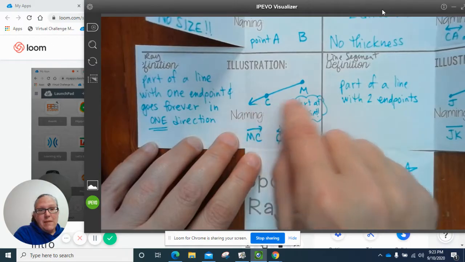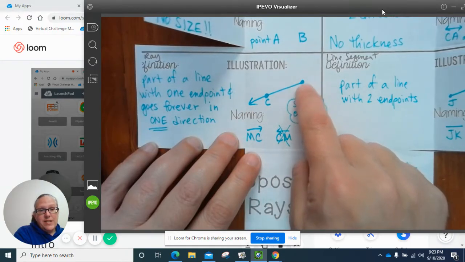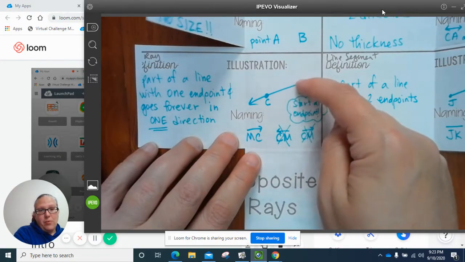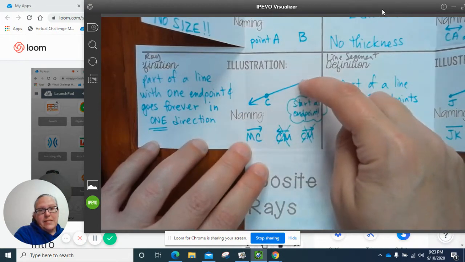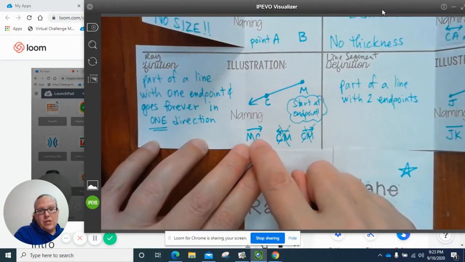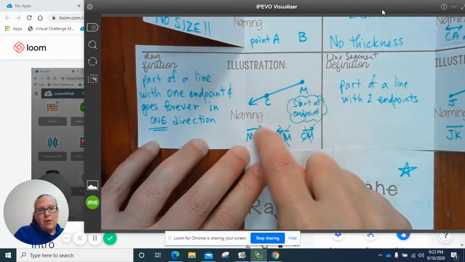Okay, so when you're naming this, you're always going to start at the endpoint. That's the most important part. Where does it start? And then what direction does it go? So it's going to give us another point to go through, and then it's going to keep going after that. So we name this ray MC. Start at M, go through C. It's going to look like this. MC with the ray symbol over the top going to the right.